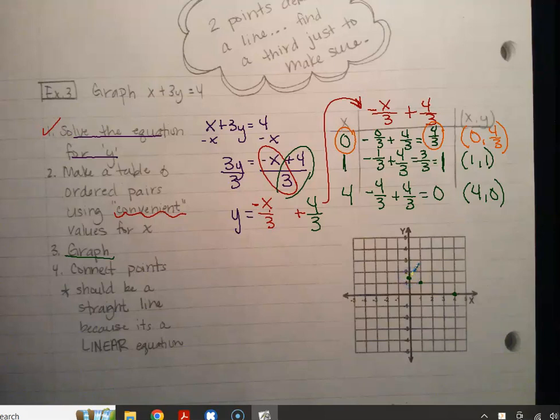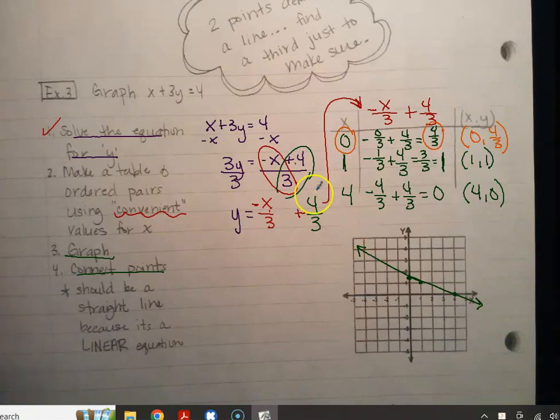Okay, and step 4 says connect the points. This should be a straight line because it's a linear equation. Also, no domain restriction, so we connect all the points. So connect them and draw an arrow on each end. Extend it out. Yours should be much straighter. Feel free to use a ruler to make your lines. That'd be great.